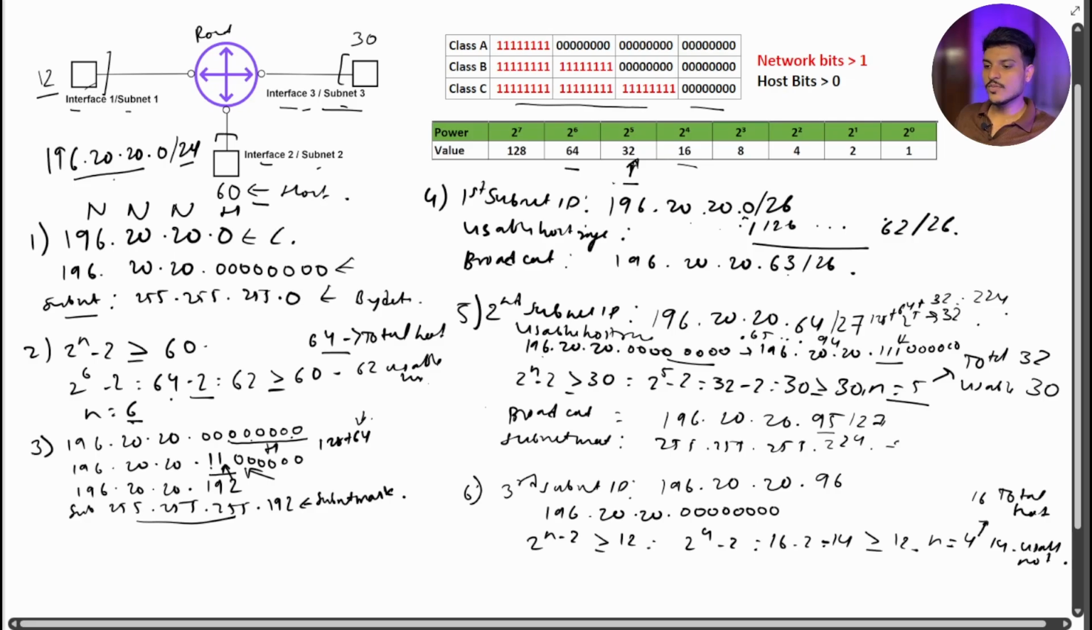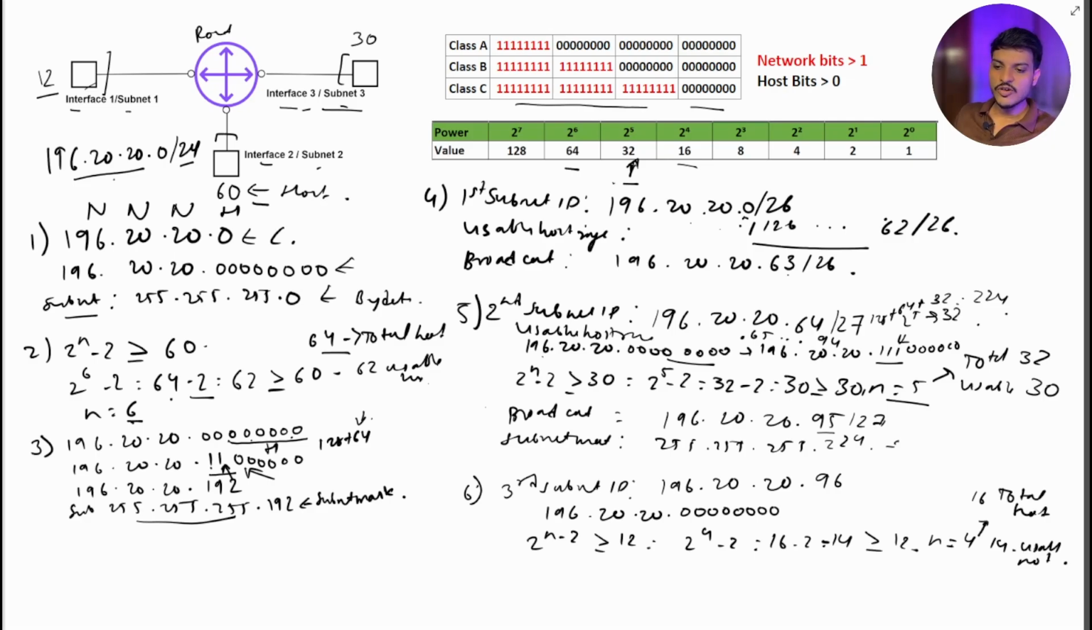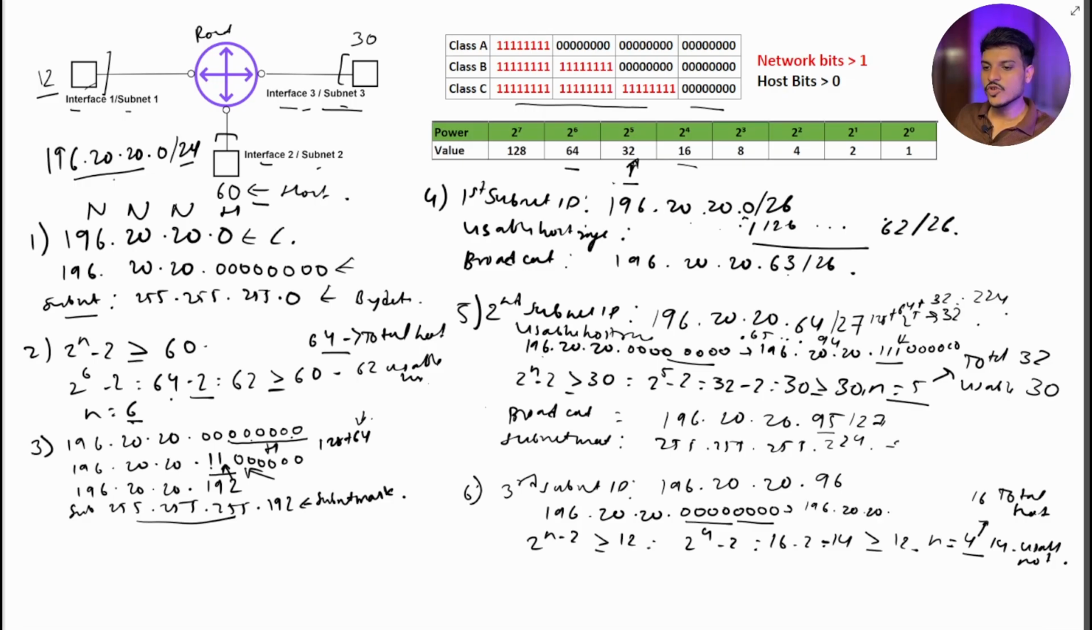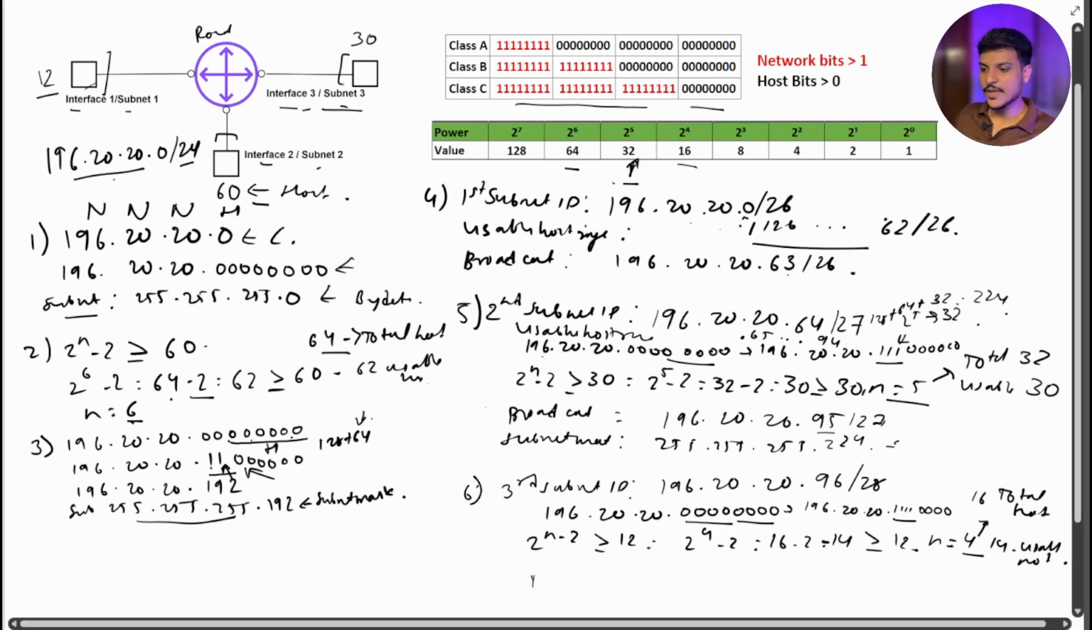Okay, so we have found both these things. Now as our n value was 4, we have to give 4 bits to host and 4 bits to network. So we can write it as 196.20.20. with 4 bits given to network, dot 0000, four times 0. As we have given extra 4 bits to network, 24 plus 4 gives us /28. Now we have to find its broadcast IP.